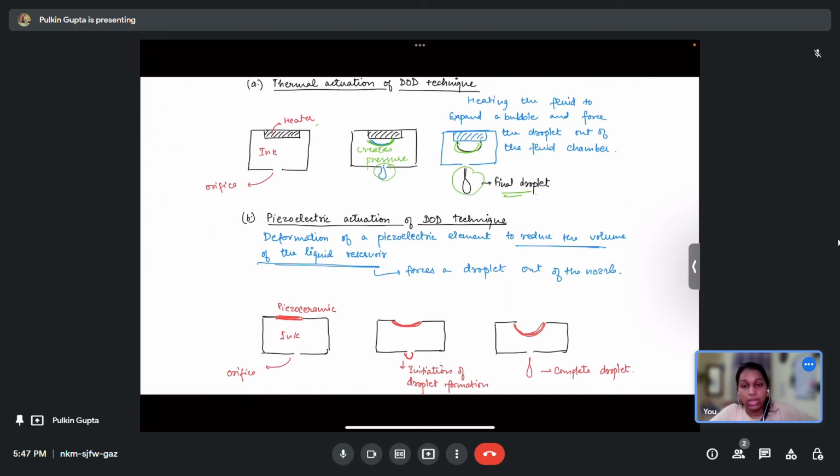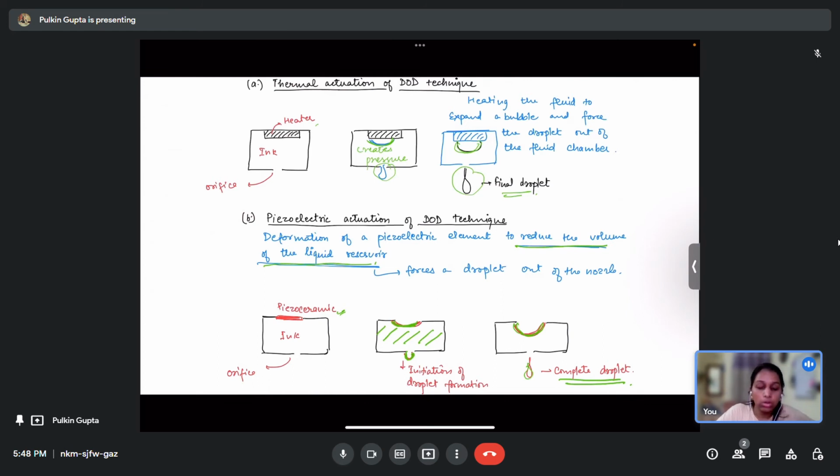Similarly, in piezoelectric actuation, the piezoelectric element is deformed so as to reduce the volume of the liquid reservoir. So this is the piezoceramic. Now this is deformed. When this deforms, it reduces the volume, as was the case with bubble formation. Since the volume is reduced, a droplet starts to form as some of the material starts to come out, and as this deformation continues, there comes a stage where it breaks off completely from the orifice and forms a complete droplet. So, by any method wherein you can reduce the volume of the reservoir, create pressure and force out the droplet, that can be used for the DOD technique.